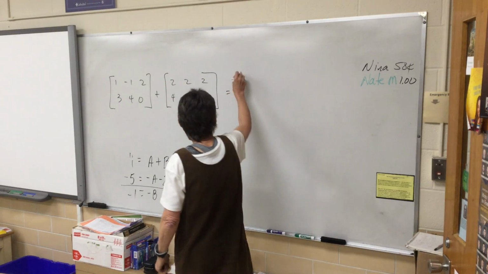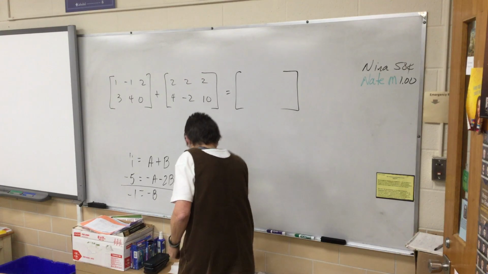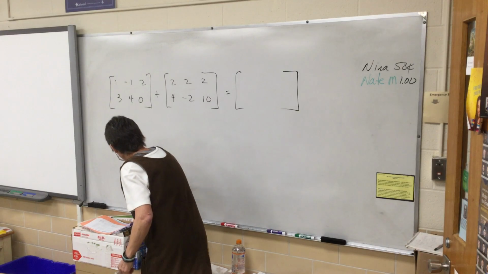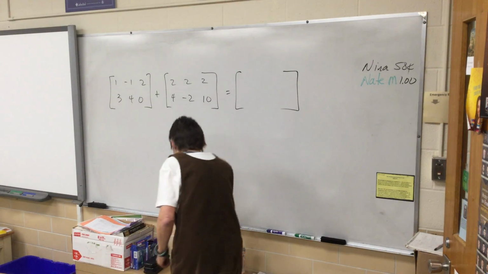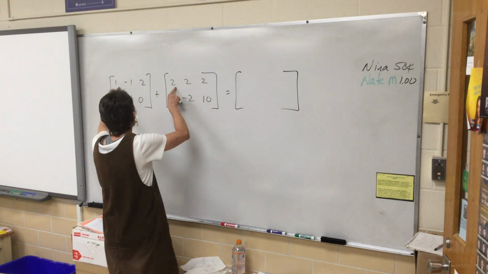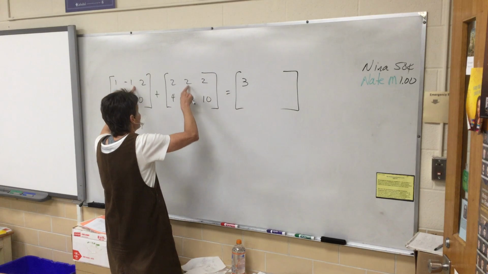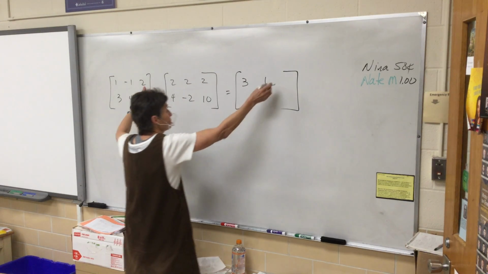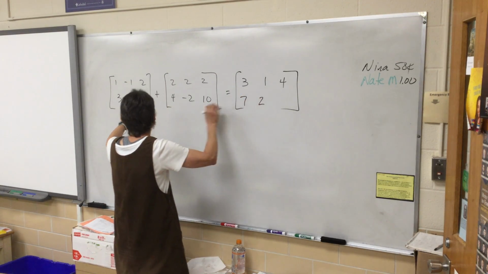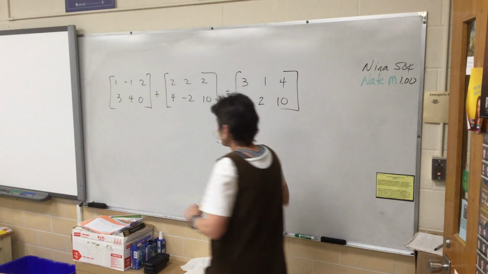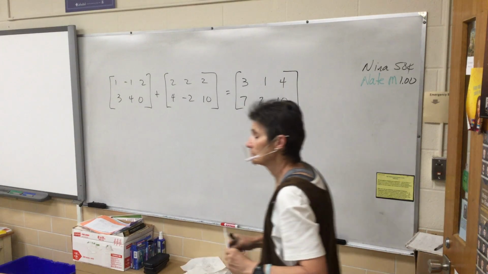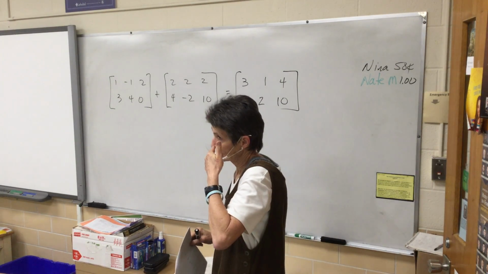Now, how do we add? We just add the same spots, right? We call it adding corresponding entries. So 1 and 2, put a 3 right here. Negative 1 and 2, put a 1 here, and 2 and 2, put a 4 here. 3 and 4, 4 and negative 2, 0 and 10. There it is, A plus 2B. So for addition and subtraction, they have to be the same dimension.